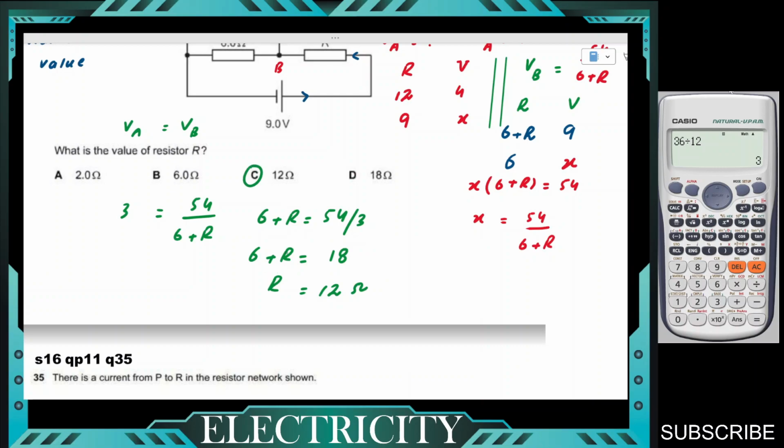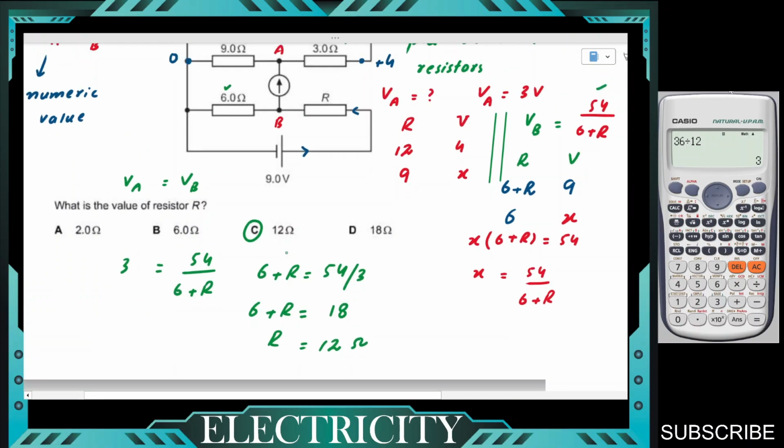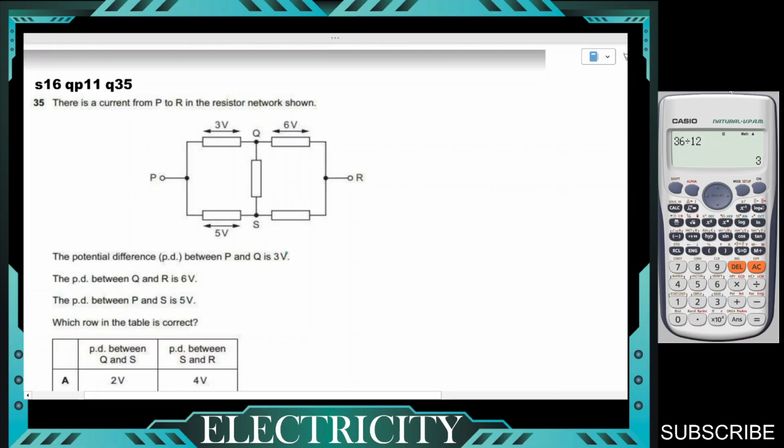So C is the right answer for this one. Here we have the next sample question, which is pretty much related to the same concepts. And as a matter of fact, this one is rather easier.